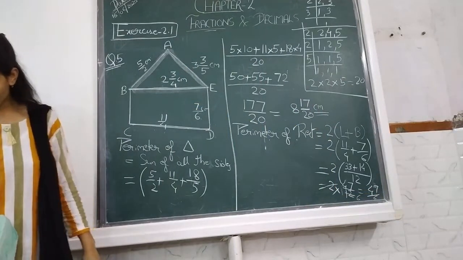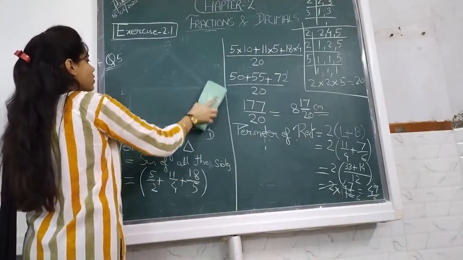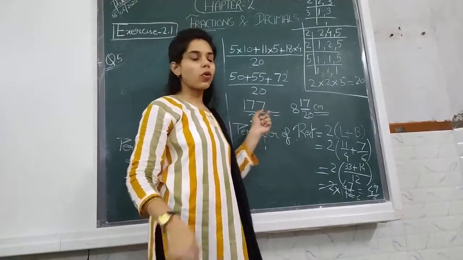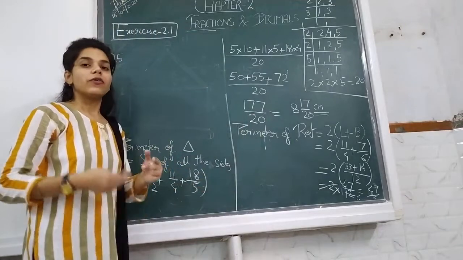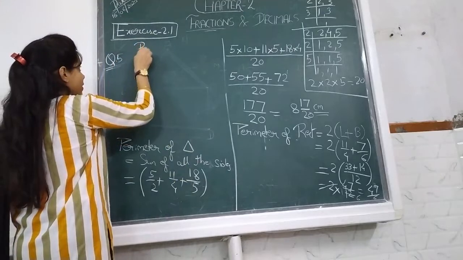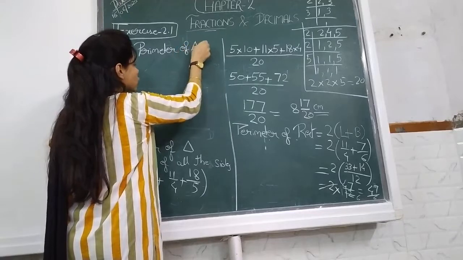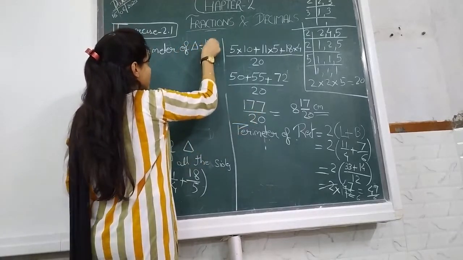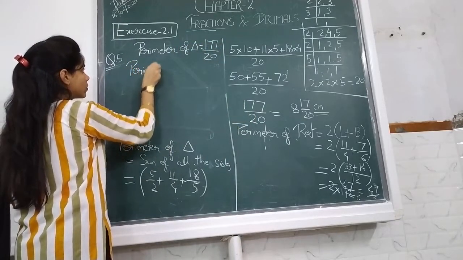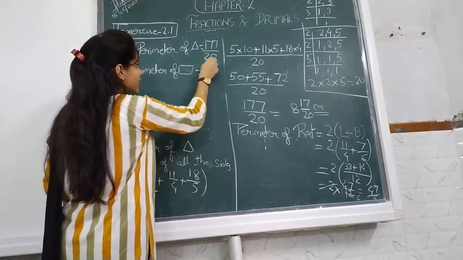Now we need to determine whose perimeter is greater. So for this we need to compare both the fractions, because we got the perimeters in fractions. So to compare two fractions we have to make them into like fractions. The perimeter of the triangle is equal to what? 177 upon 20, and the perimeter of the rectangle is 47 upon 6.